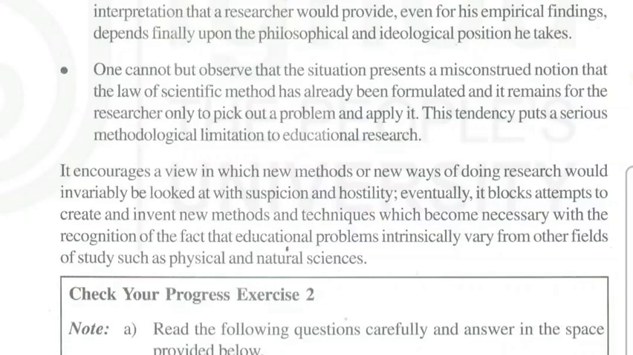One cannot but observe that the situation presents a misconstrued notion that the law of the scientific method has already been formulated, and it remains for the researcher only to pick out a problem and apply it. This tendency puts a serious methodological limitation on educational research. It encourages a view in which new methods or new ways of doing research would invariably be looked at with suspicion and hostility. Eventually, it blocks attempts to create and invent new methods and techniques which become necessary with the recognition of the fact that educational problems intrinsically vary from other fields of study, such as physical and natural sciences.